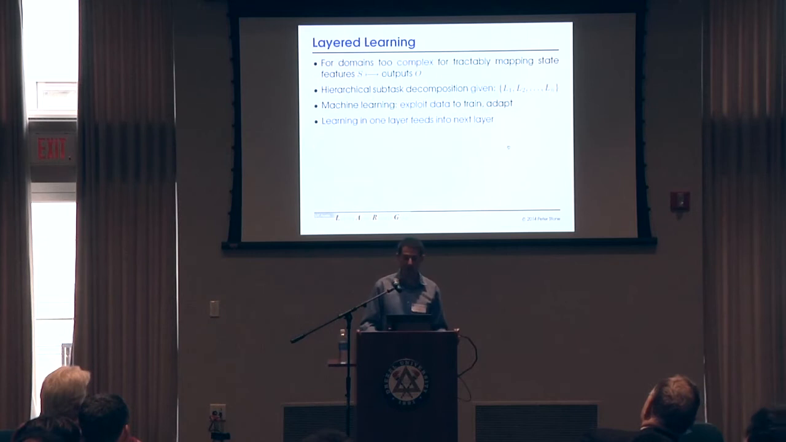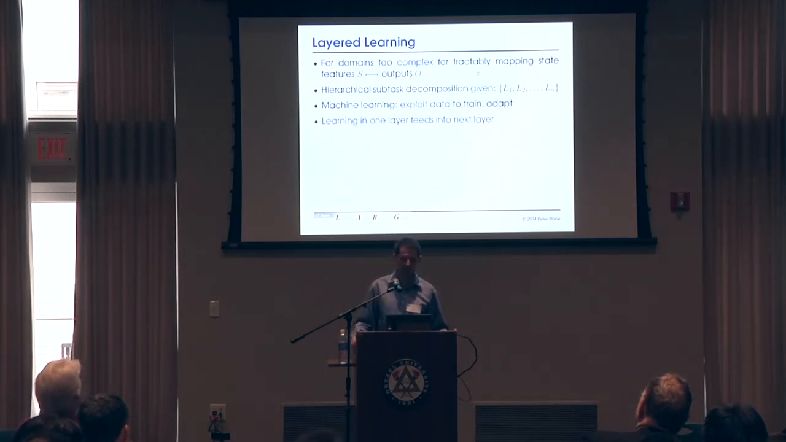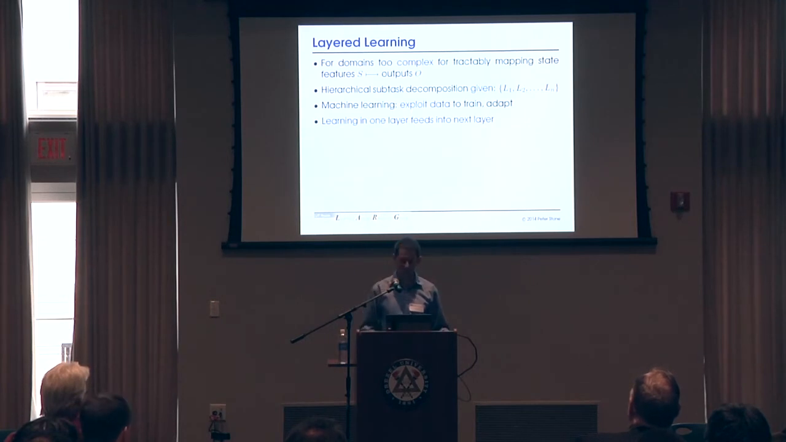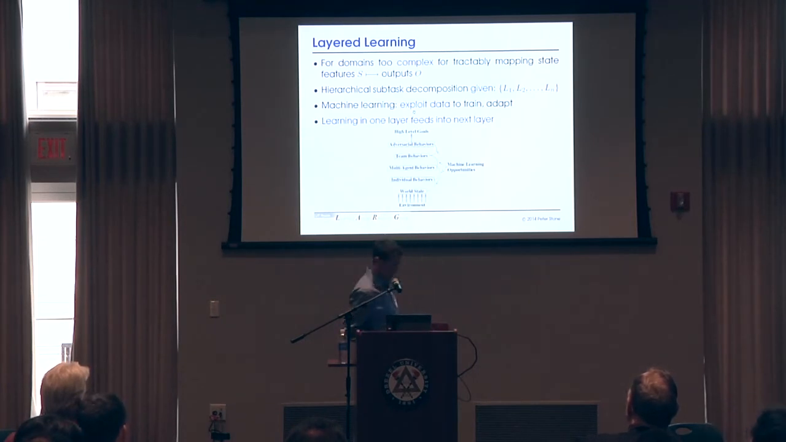Probably the first PhD thesis in the area was, as far as I know, my own in 1998 on layered learning. This was a hierarchical machine learning method that was designed for domains that were too complex for tractably mapping state features directly to outputs, where a hierarchical subtask decomposition was already given. It's actually a very good problem also to try to automatically figure out what a good subtask decomposition is, and people have been working on that in more recent years. But the key was that there was machine learning used at these various layers where each one fed directly into the next one. So you can imagine having learning of some individual behaviors and using those to feed into multi-agent behaviors, team behaviors, and so on.